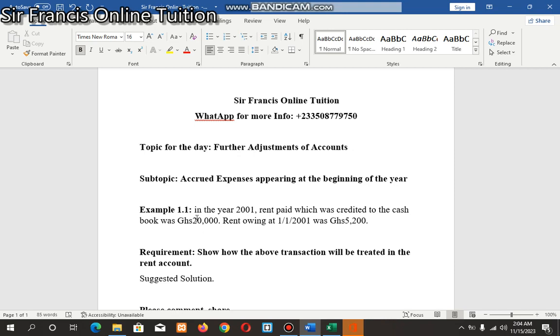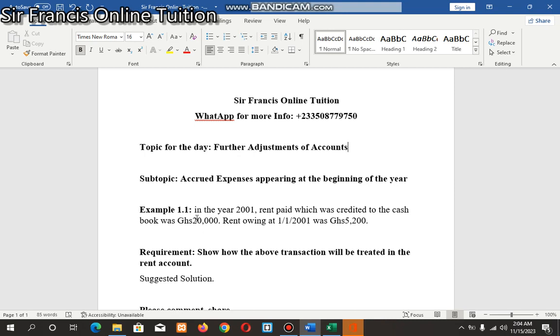Now rent owing at 1st January 2001 was 5,200. So at the beginning of the accounting year, which is 1st January 2001, was 5,200. So how do you treat this particular item, which is expenses owing at the beginning of the accounting year? What does it mean? How do you understand it?